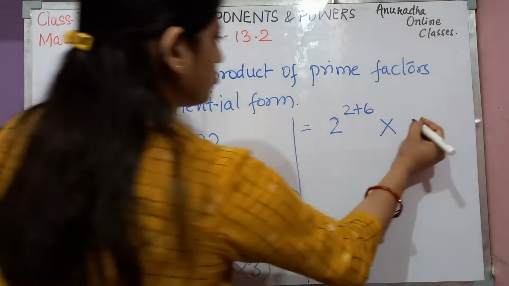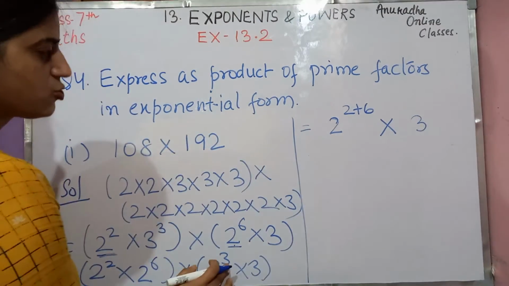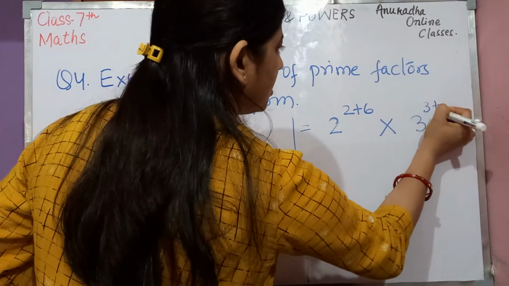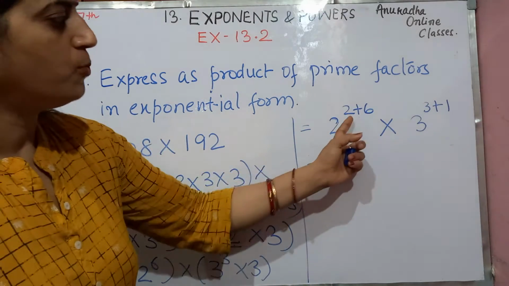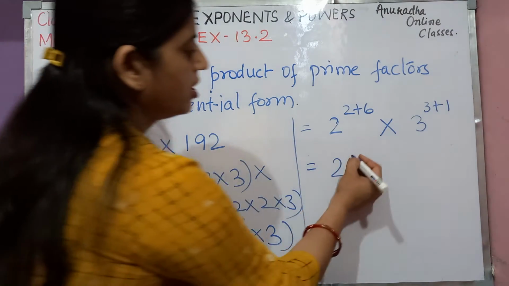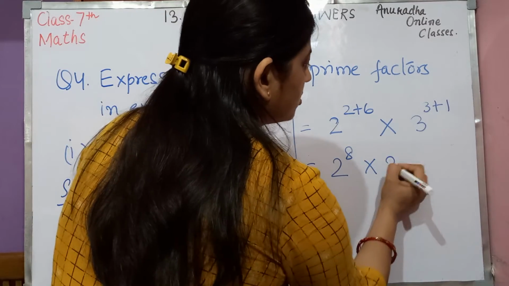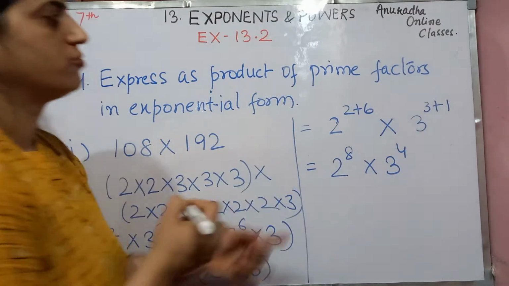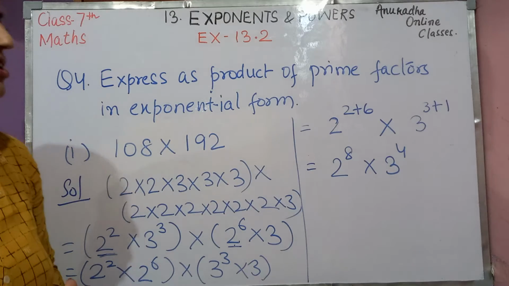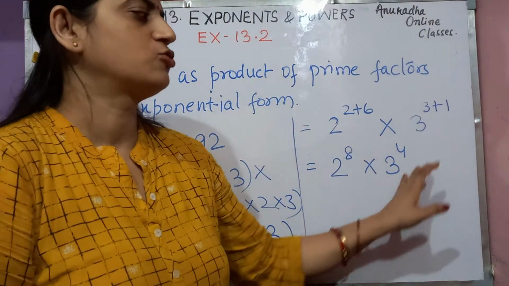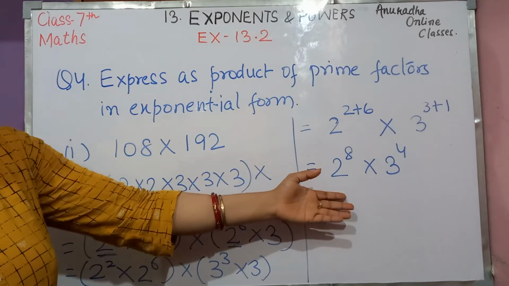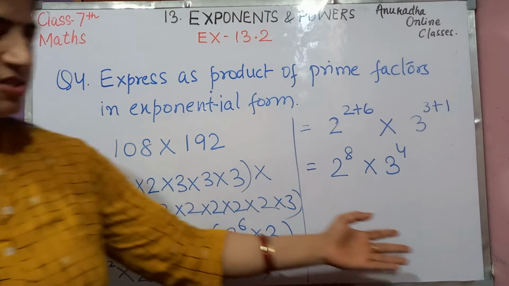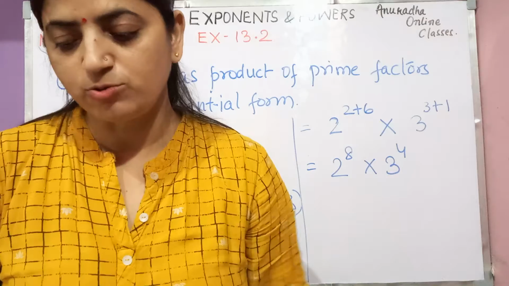Now let's come to this another part. This is 3 raised to the power what? 3. Then plus 1. This is equal to 2 raised to the power, now see, 2 plus 6 is what? 8 into 3 raised to the power 4. So what is your answer? Your answer is 2 raised to the power 8 into 3 raised to the power 4. Here is the answer, means product of prime factors in exponential form. Here is your answer. So in this way children, you have to do the questions.